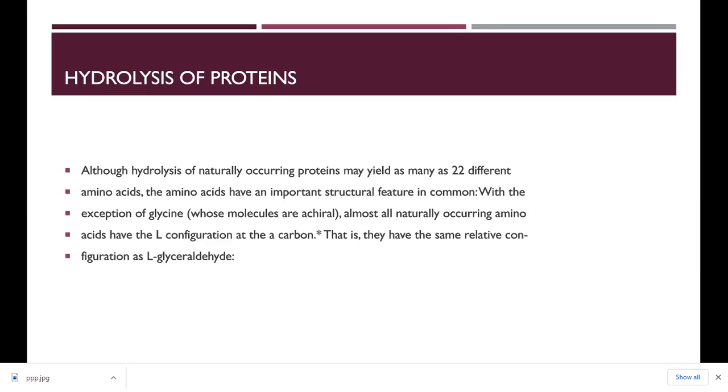Hydrolysis of proteins yields different alpha amino acids. Although hydrolysis of naturally occurring proteins may yield as many as 22 different amino acids, the amino acids have an important structural feature: with the exception of glycine, those molecules are chiral. Almost all naturally occurring amino acids have the L configuration at the alpha carbon. That is, they have the same relative configuration as L-glyceraldehyde. Sorry.